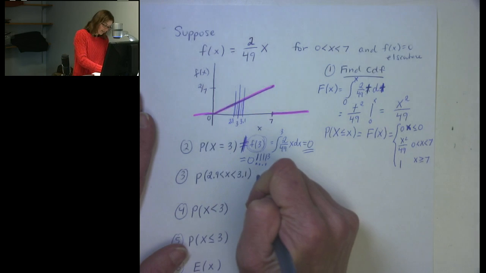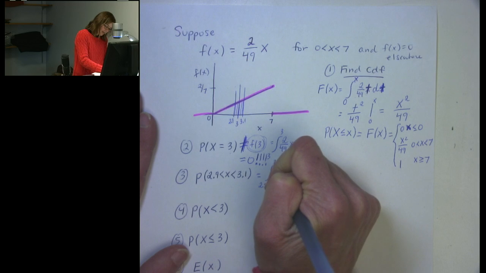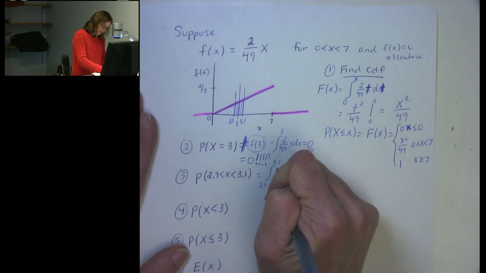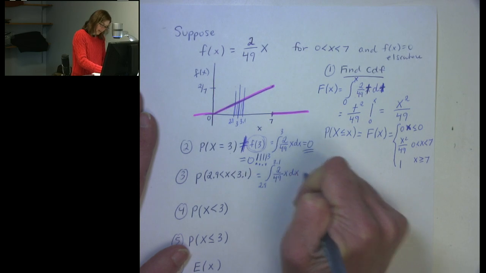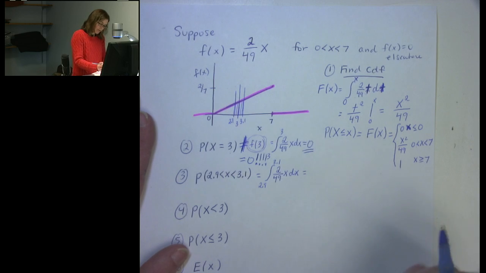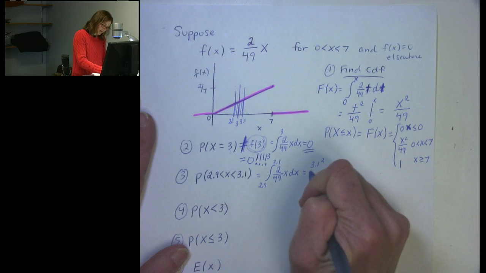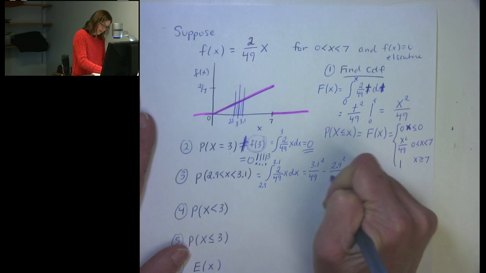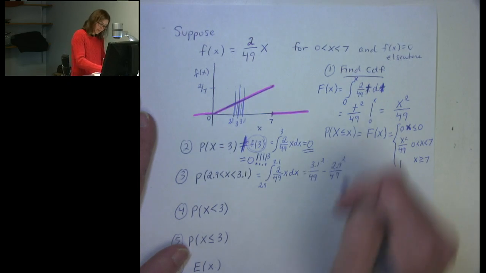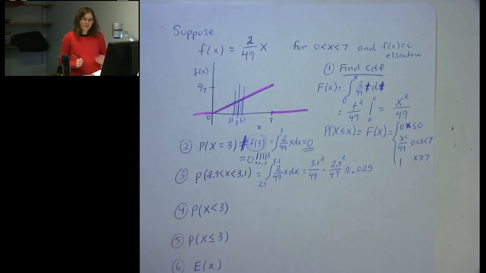And the way that I calculate that is by integrating from 2.9 to 3.1 my probability density function, 2 over 49 times x dx, which is going to give me 3.1 squared over 49 minus 2.9 squared over 49, which is approximately 0.025. So just in terms of finding areas, we're going to integrate.